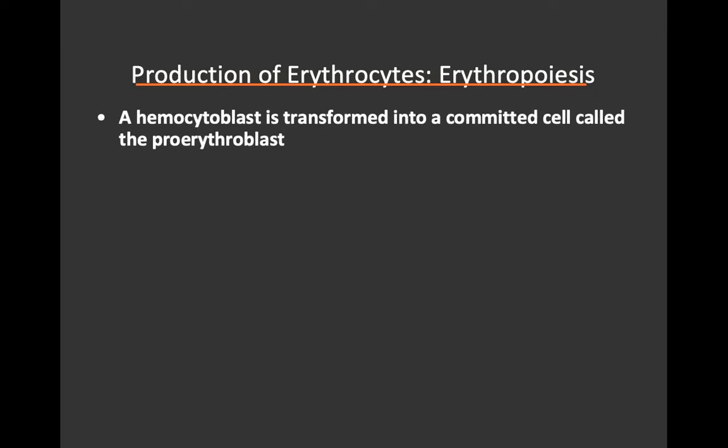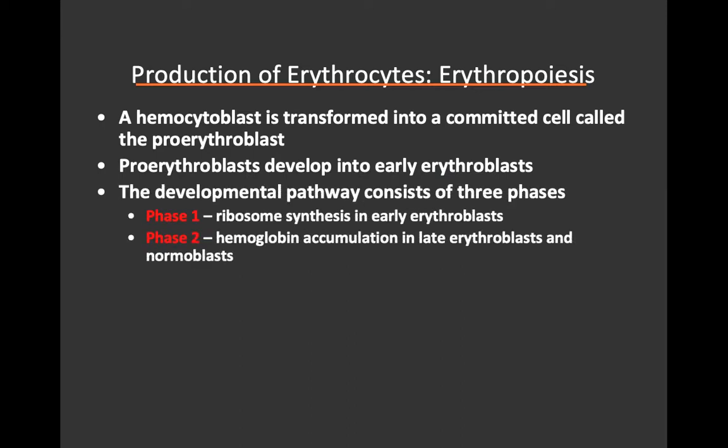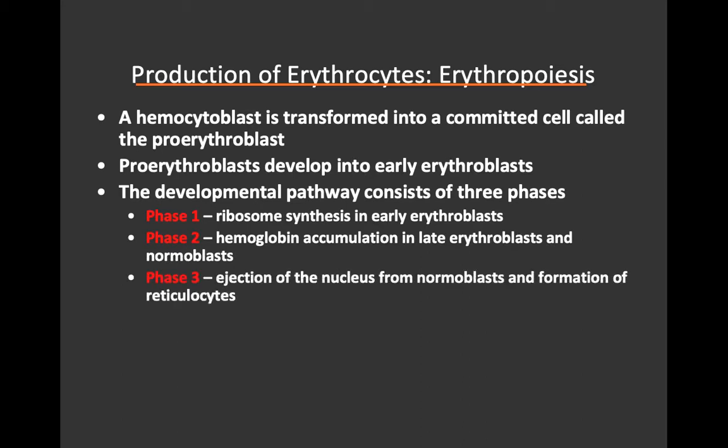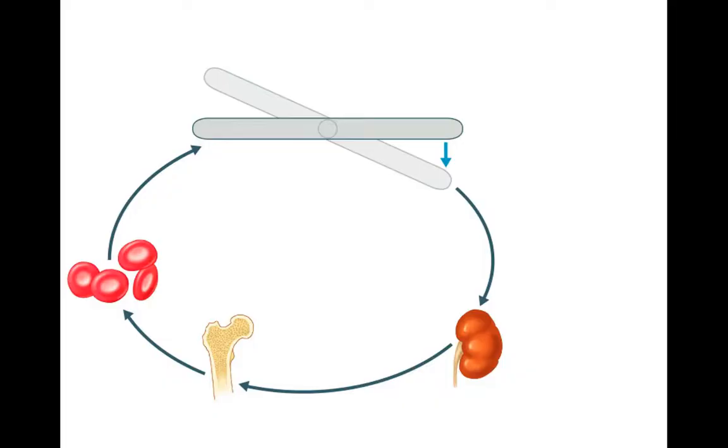So again, our hemocytoblast goes to a proerythroblast, then that goes to the early erythroblast, and we go through our 3 phases, making a lot of ribosomes in phase 1, accumulating hemoglobin in phase 2, ejection of the nucleus to form a reticulocyte in phase 3, and then our reticulocyte becomes that mature erythrocyte. Now, we still have some reticulocytes that float around in our blood, but on average, it's only about 1 to 2% of our red blood cells.